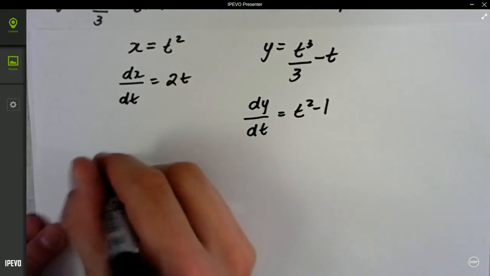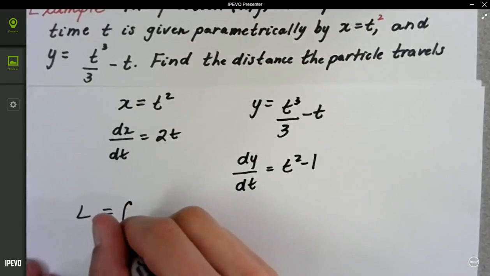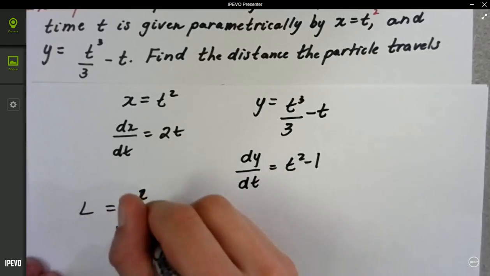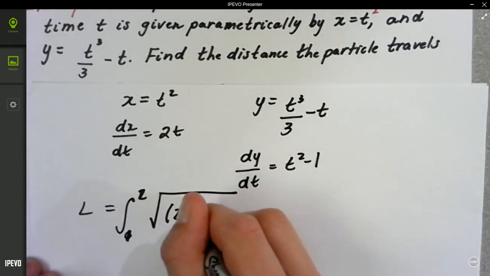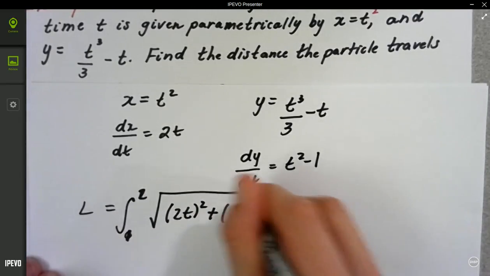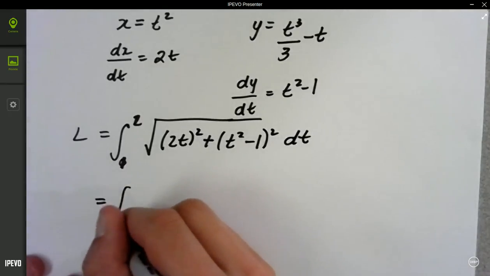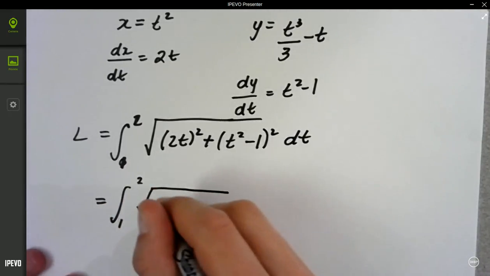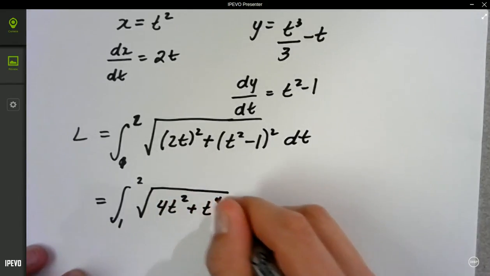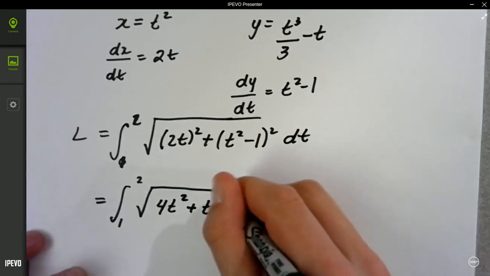Okay, so now let's set up the formula. The length is given by the integral from 0 to 1, or I think it's 0 to 1. Let's see, 1 to 2. 1 to 2 of the square root of (2t) squared plus (t squared minus 1) squared, all that dt. Now, if you have Math 9, you can do that on your calculator, but we'll keep going. So we're going from 1 to 2 of the square root of 4t squared, right, plus t to the 4th minus 2t squared plus 1 dt.